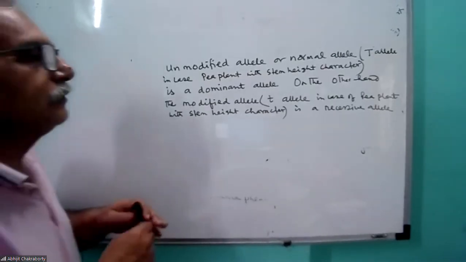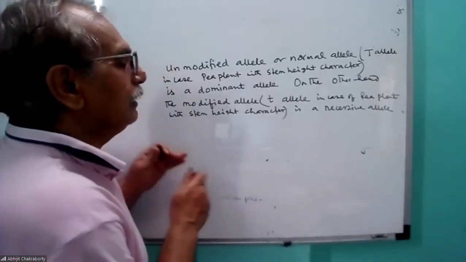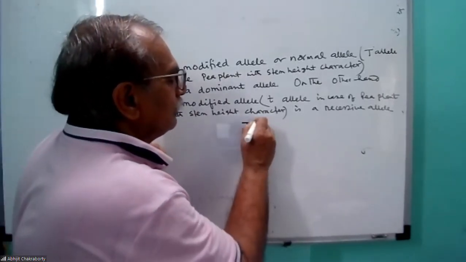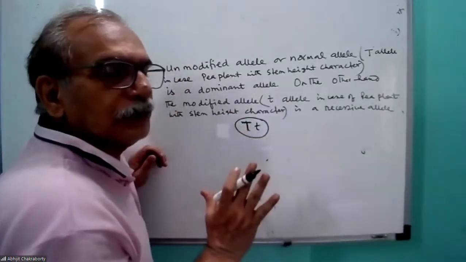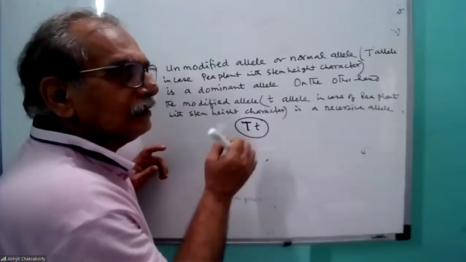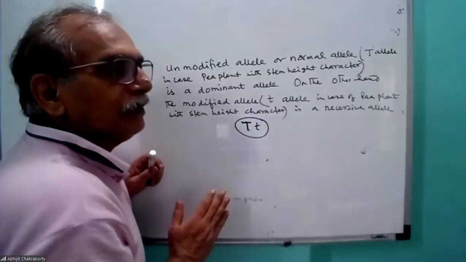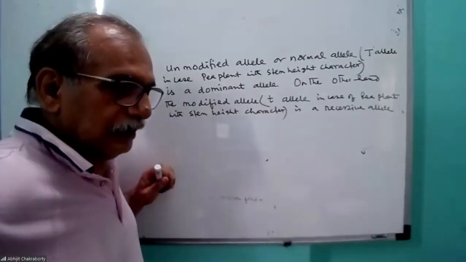Okay. Now, in the case of capital T, small t, sometimes it may also happen that capital T expresses itself, small t is not required, so that it becomes tall. But in case of incomplete dominance, that's where some problems occur. It may also happen like this also. Is it clear to you?